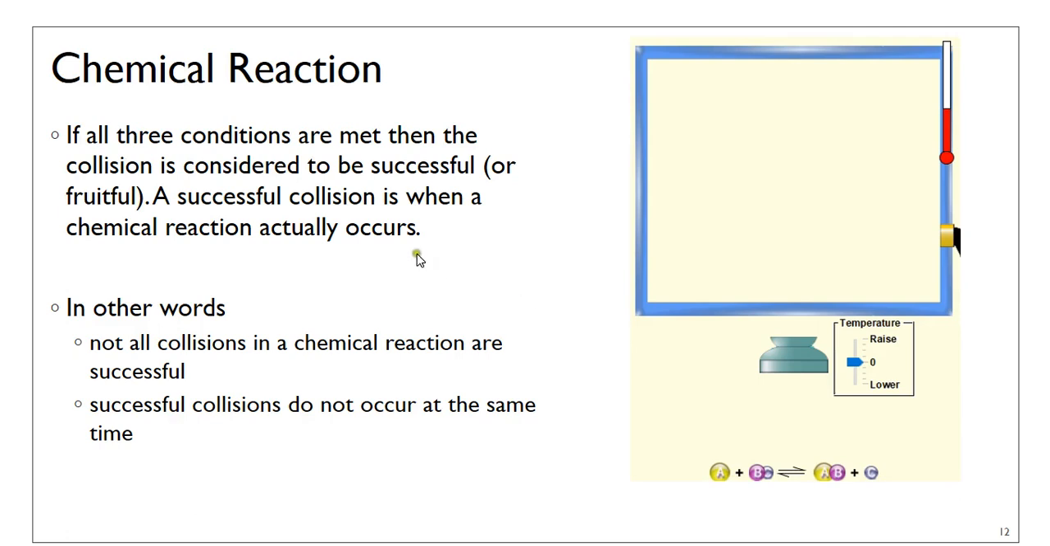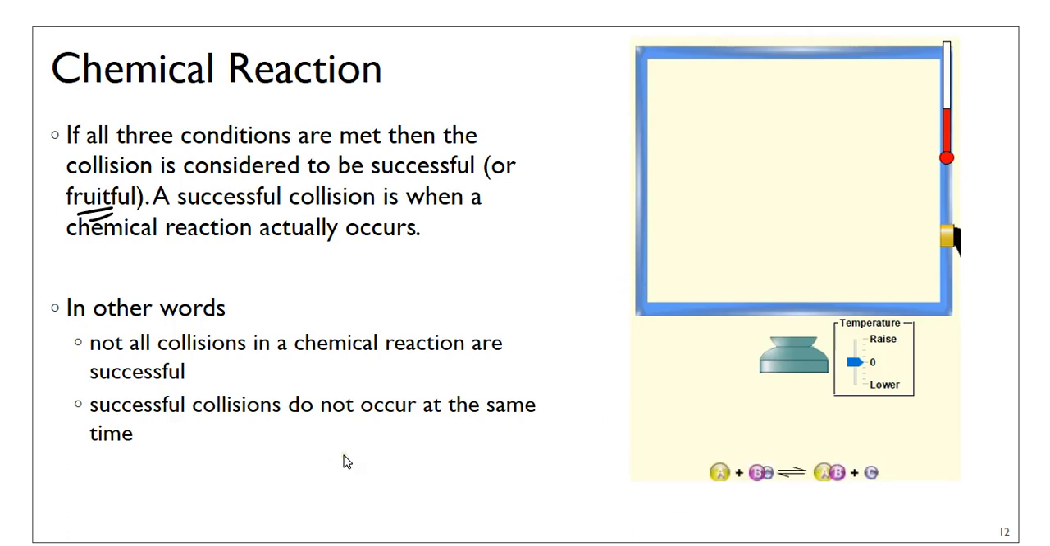So anyway, just to recap, if all three conditions are met, then the collision is considered to be successful or fruitful. I really like this word. You should all use it in your explanation. A successful collision is essentially when a chemical reaction actually occurs.